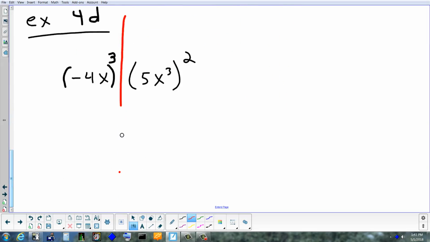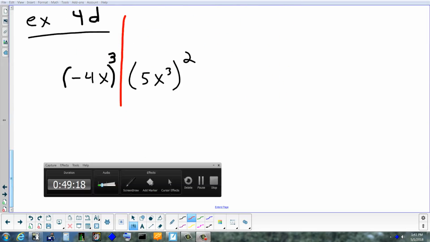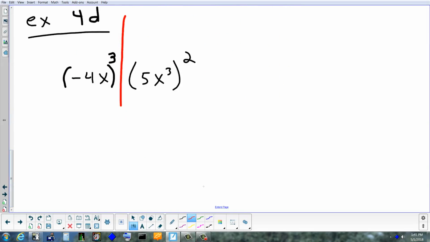Okay, if you don't have a calculator, that's fine. Just take a couple seconds and write it down. Sorry. Let's take a look at the left side first.